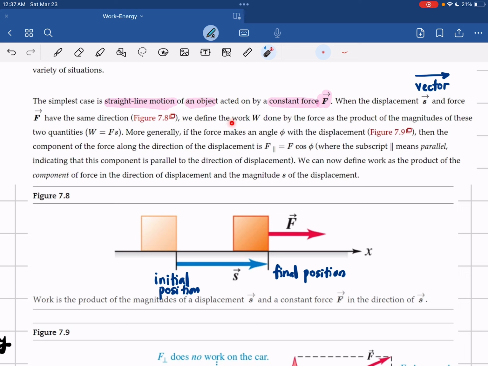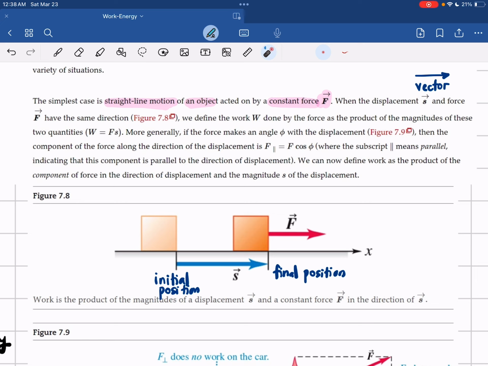We define the work done by the force as the product of the magnitudes of these two quantities. W equals Fs. So simply, we just multiply them together.